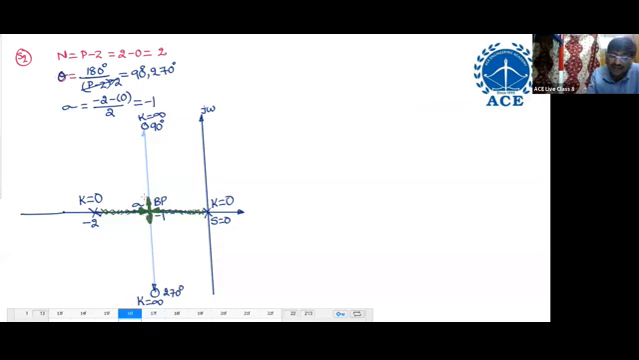Then along the asymptote, it will go, entering the asymptote along 90. It will move along the asymptote and occupy the zero. This pole also moves along the asymptote and occupies the zero when K equals infinity. This is the root locus diagram.